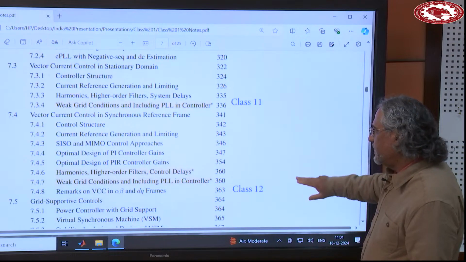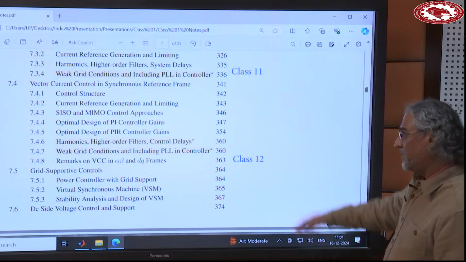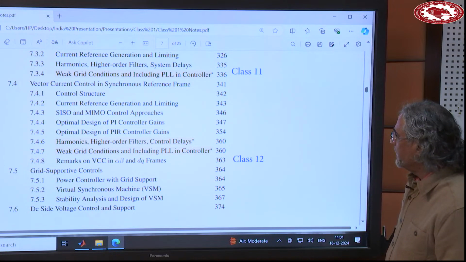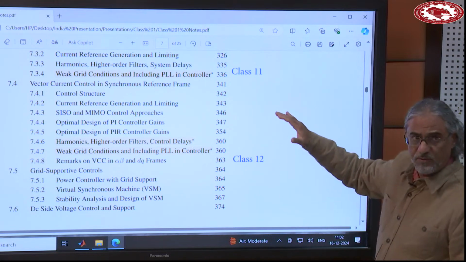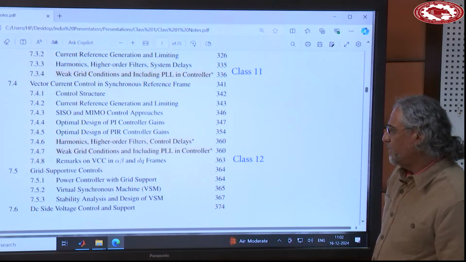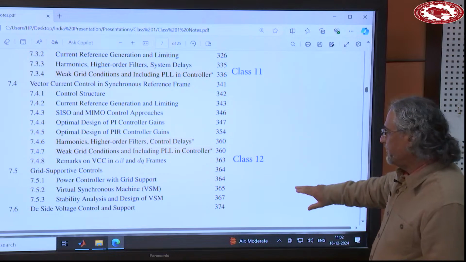And then vector current control in the synchronous reference frame, a very common control approach. So we covered that here. We have some innovative things to add in terms of optimal control design. So we will go into details of that as well.